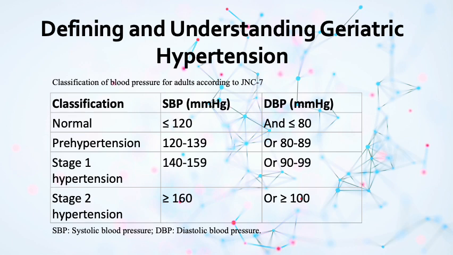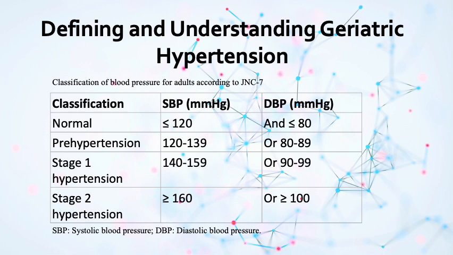Let's look at the current classification of hypertension according to JNC7 or 7th Joint National Committee. The JNC8 did not revise the classification. Now let's look at the table. Normal blood pressure is defined as systolic blood pressure of less than or equal to 120 millimeters mercury and diastolic blood pressure of less than or equal to 80 millimeters mercury. Now, prehypertension is defined as having systolic blood pressure between 120 to 139 millimeters mercury, or diastolic blood pressure between 80 to 89 millimeters mercury.